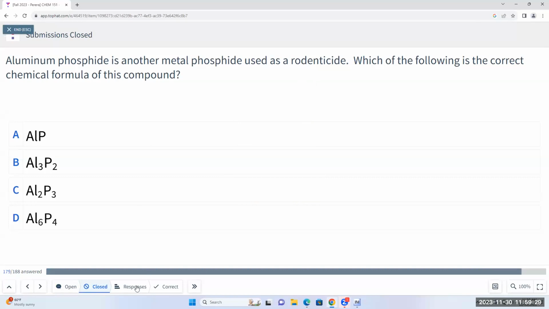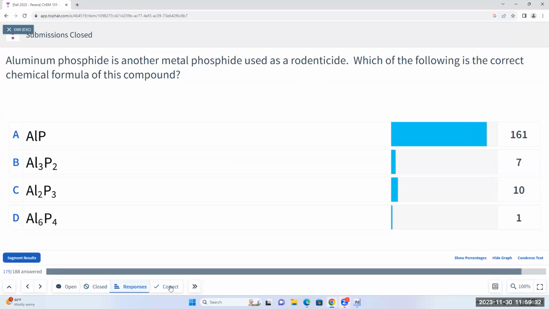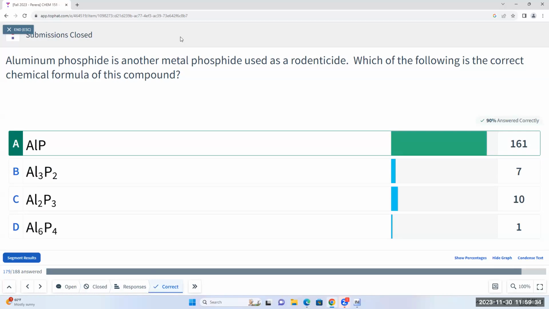Right. And here are our responses. Yeah, most of us got this as the correct answer as well. And how do we know this is the answer? Aluminum is in group 3. It's going to form +3. That's a fixed cation, fixed charge for that element. And phosphorus is going to form -3. Why? Because it's in group 5. Therefore, to neutralize one aluminum ion, you just need one phosphide ion. Therefore, the correct formula is AlP.